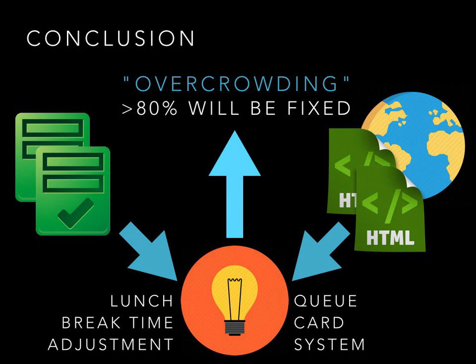From the group's opinion, after the implementation of these solutions, approximately 80% of the overcrowding problem will be fixed.